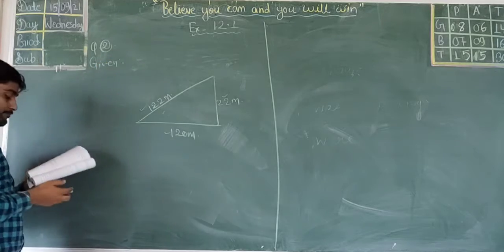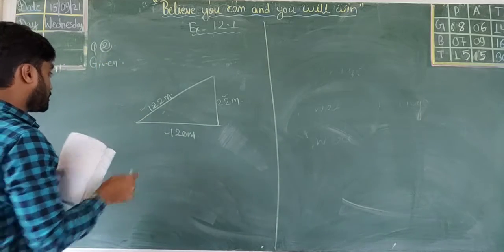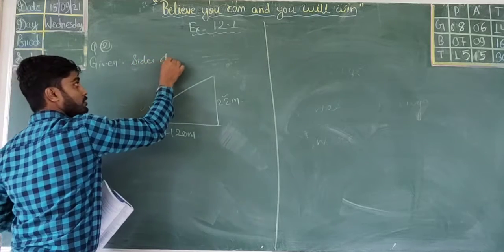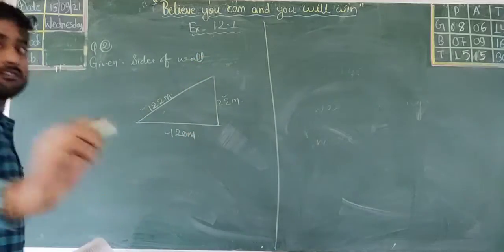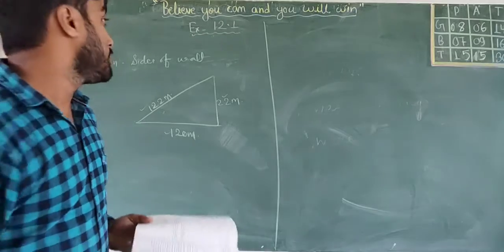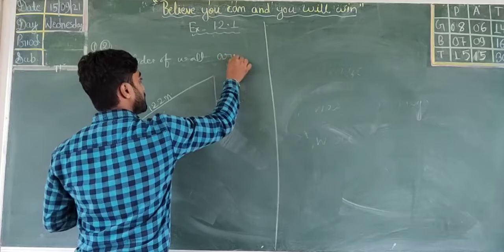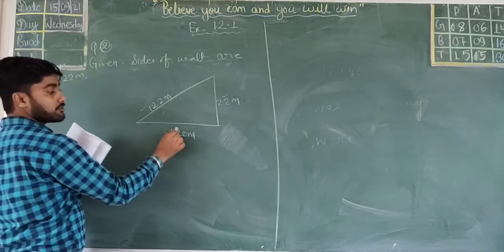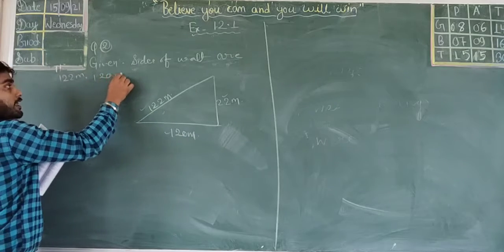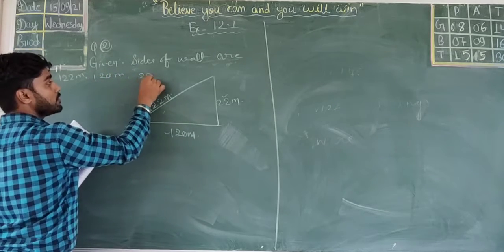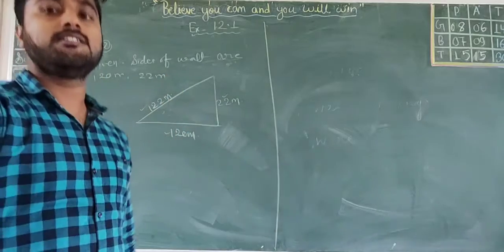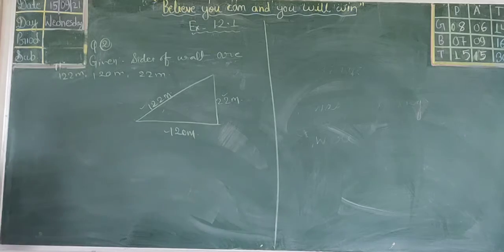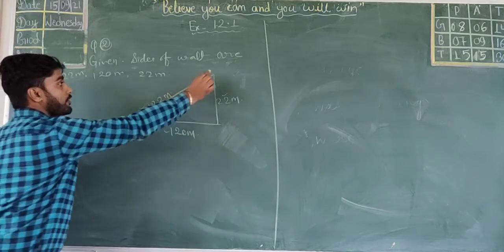In the given, the sides of the wall are 122 meters, the second one is 120 meters and the last one is 22 meters. These three sides are given here. Now we have to find its area, how much area this advertisement wall has.